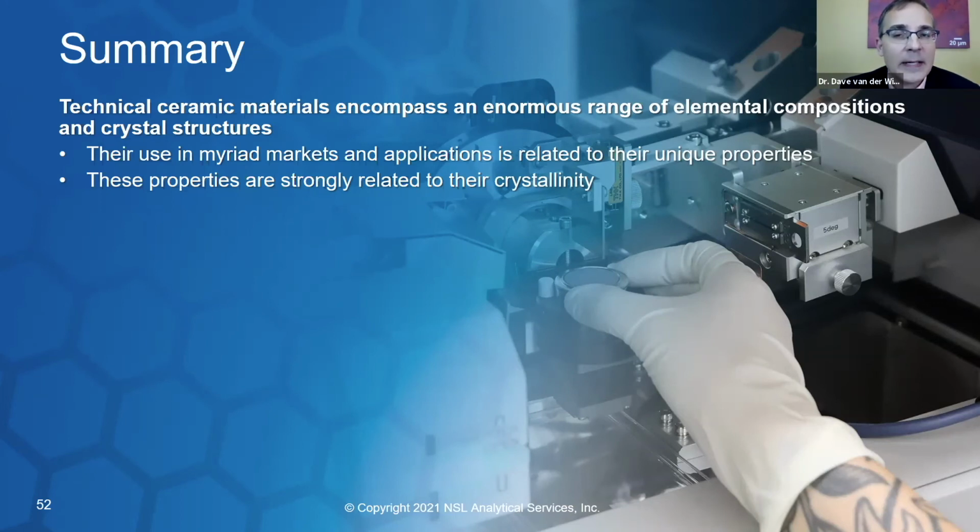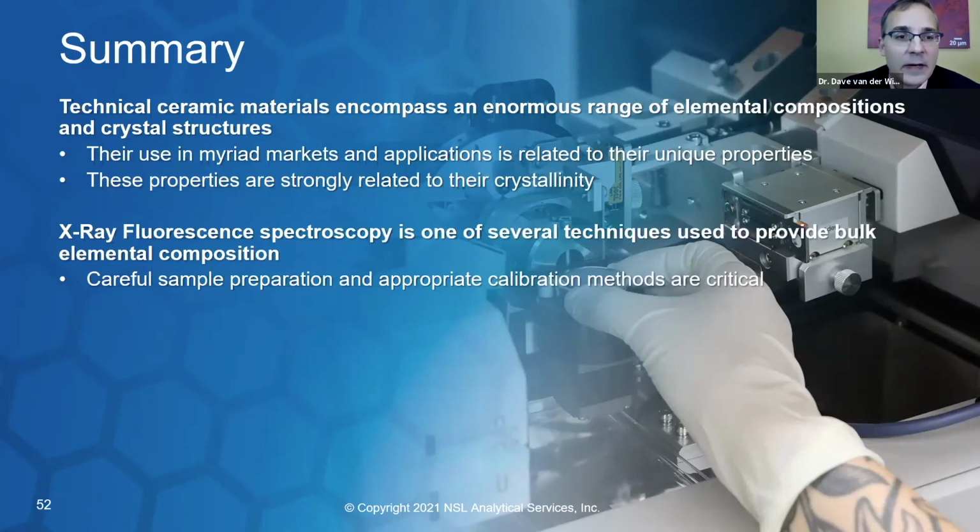But just to wrap things up, I hope we've shown that technical ceramic materials include a really huge range of types and compositions and crystal structures, and these differences account for their wide use in different markets and applications due to their unique properties. As Akhilesh has mentioned, these properties are very strongly related to their crystallinity as well as their composition. X-ray fluorescence provides you with good bulk and, in some cases, trace elemental composition. It does require careful sample preparation and calibration.